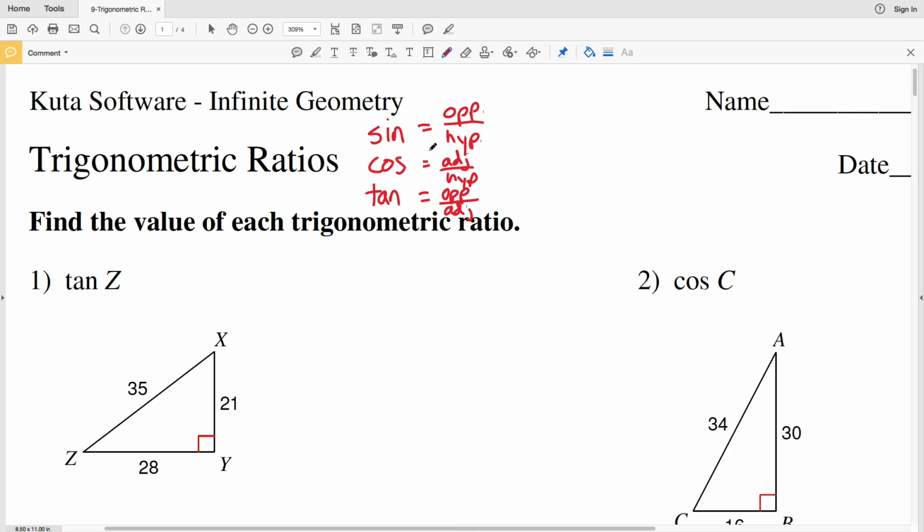So an easy way to remember this is SOH CAH TOA. SOH: sine of an angle equals the opposite over the hypotenuse. CAH: cosine equals adjacent over hypotenuse. And then TOA: tangent equals opposite over adjacent. So our directions are to find the value of each trigonometric ratio.